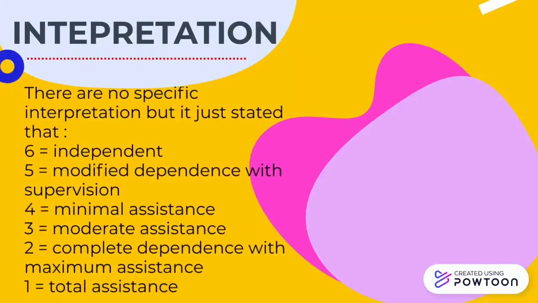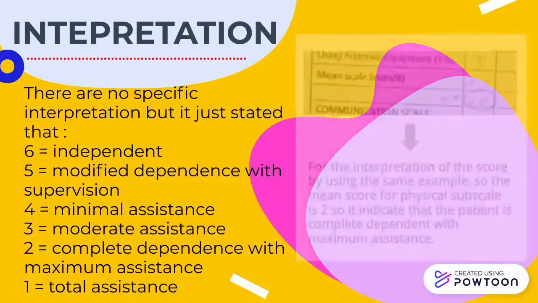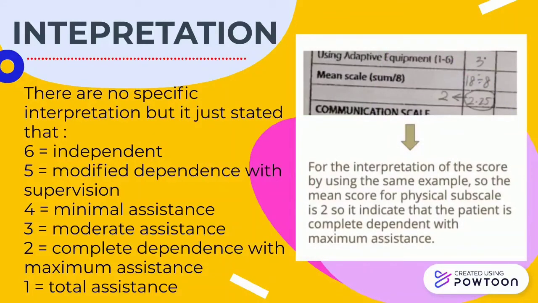For the interpretation, there are no specific interpretations stated in the manual, but it states an example of interpretation below the scoring sheet. Using the same example as in the scoring, the mean score for the physical subscale is 2, so it indicates that the patient is completely dependent, with maximum assistance.